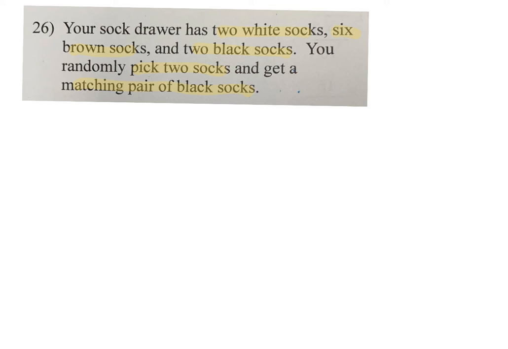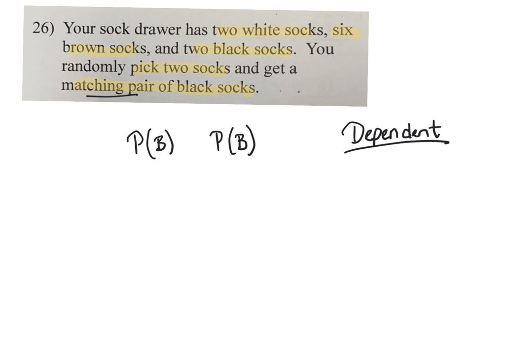So that means we want the probability of a black sock and the probability of a second black sock. Since it says I get a matching pair, it indicates I'm not putting the socks back in. So I have to determine that those are dependent, because if I pull a black sock out, it does affect my second pull. And you want to assume that you actually got what you were looking for on these.